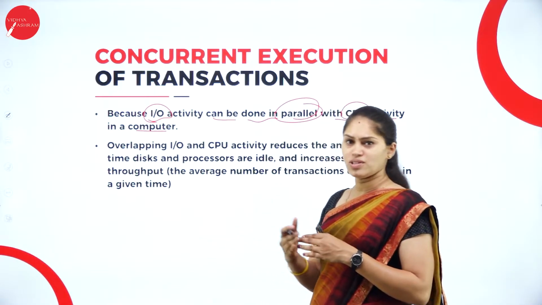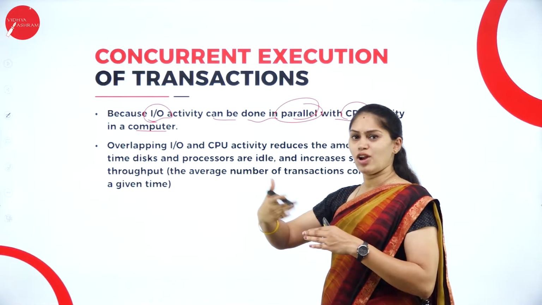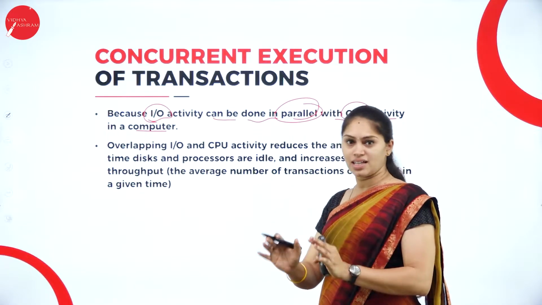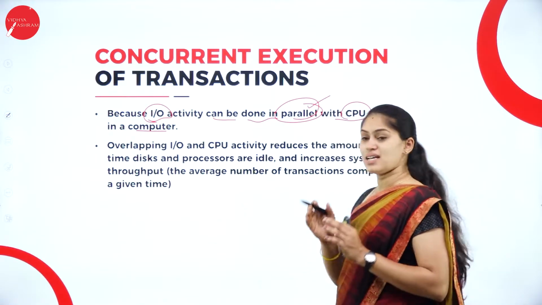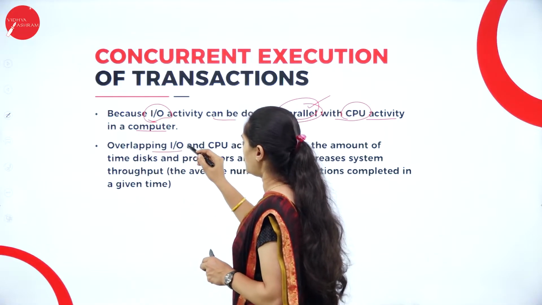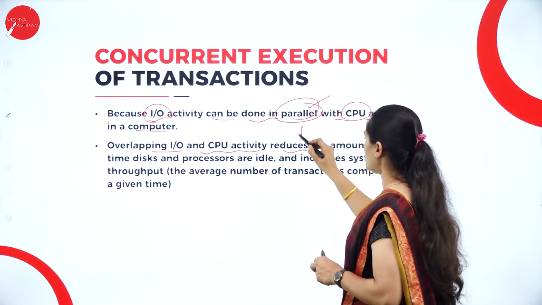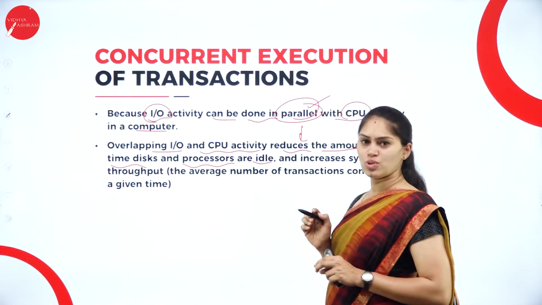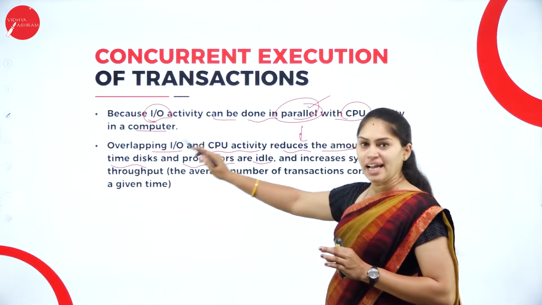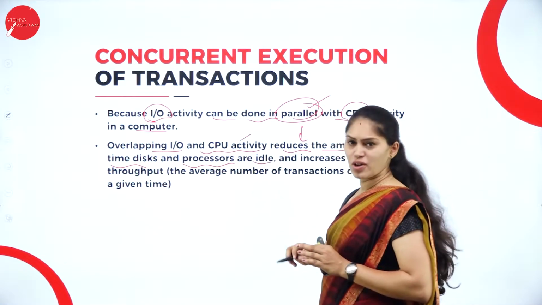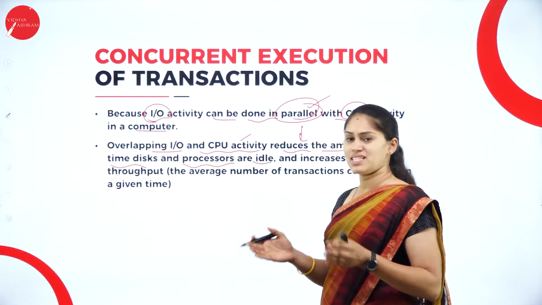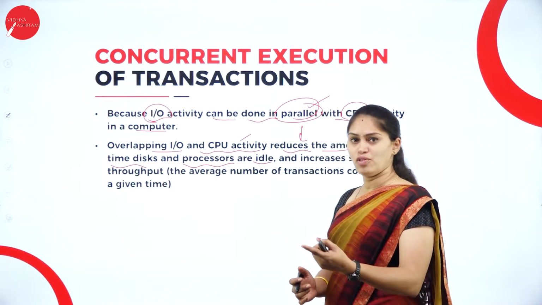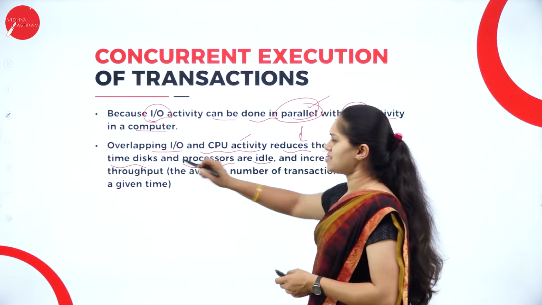So the CPU is going to process while input and output is taking place. If I am taking an input, then the CPU must be able to process at the same time. That means it has to take place in parallel. Overlapping of input, output and CPU activity reduces the amount of time disk and processors are idle. When we combine input-output activity along with CPU activity, processing taking place in parallel, that is going to improve the performance.